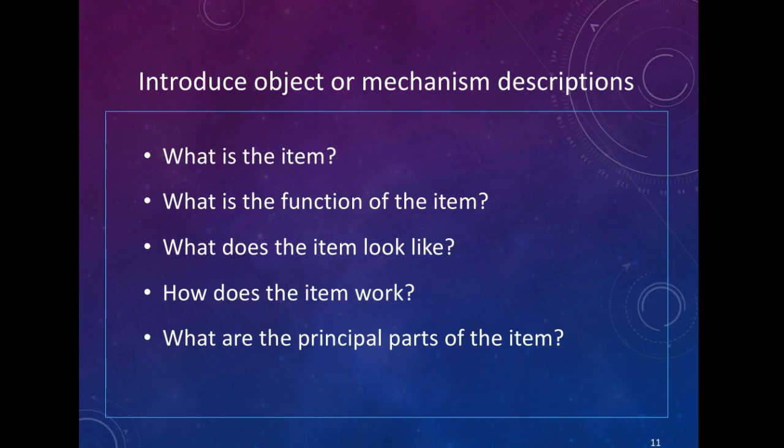So for example, think about a thermostat. What is the item? The item is a thermostat. What is the function of the item? To regulate the temperature. What does the item look like? Well, it can look a couple of different ways. How does the item work? Well, depending on the type of thermostat will depend on how it works. And what are the principal parts? Those of you in HVAC are probably much better than I am at talking about the principal parts, but my thermostat has an on-off switch, a hot switch, a cold switch, a fan switch, an auto switch, an emergency heat switch. So you want to talk about those elements and the purpose of each of those elements.